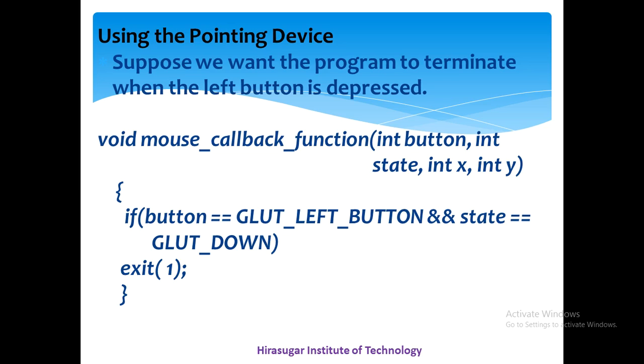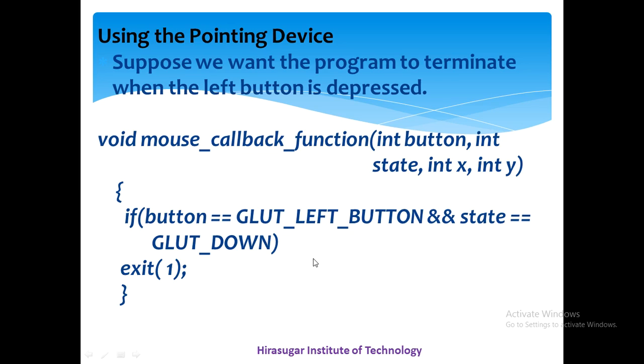Here I wrote depressed, but I am using it exactly in reverse. If you want, you can use glut up. There is a glut up, right? As per this definition, I actually have to use glut up, because depress means release time, not press time. That's why I have to use it, but I used the other way here.